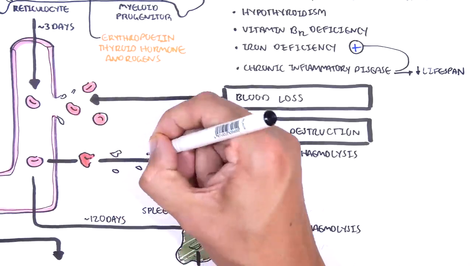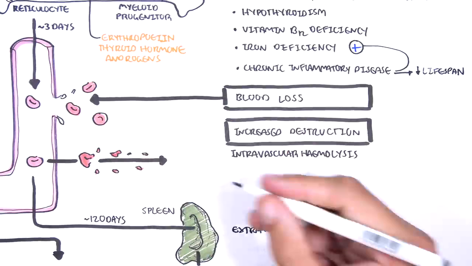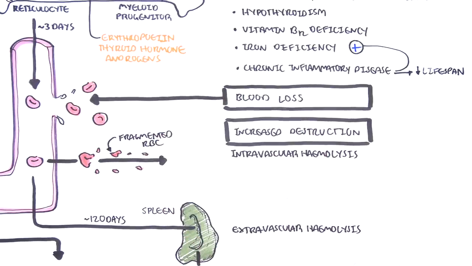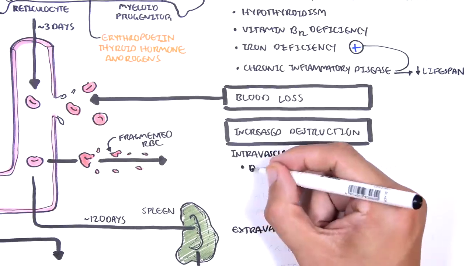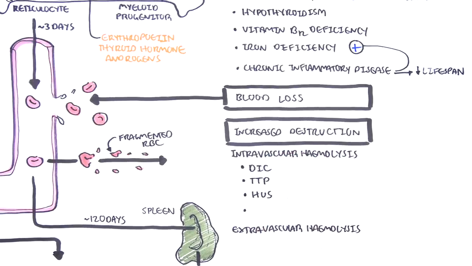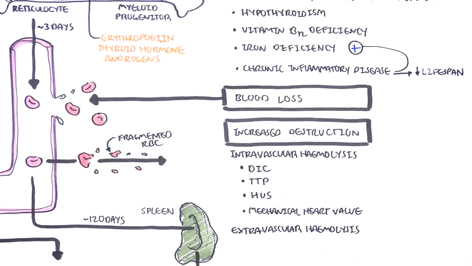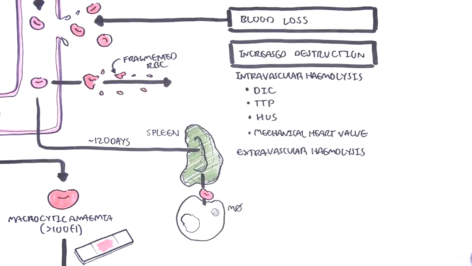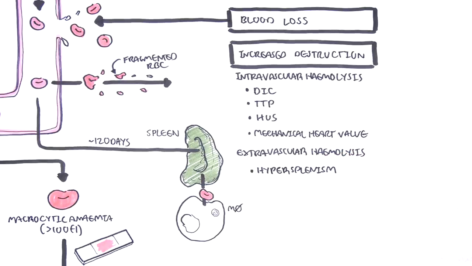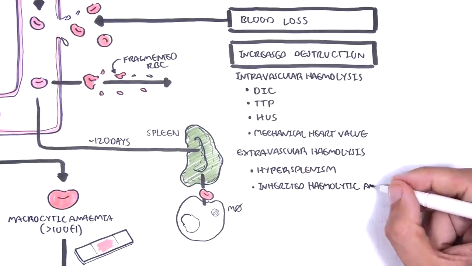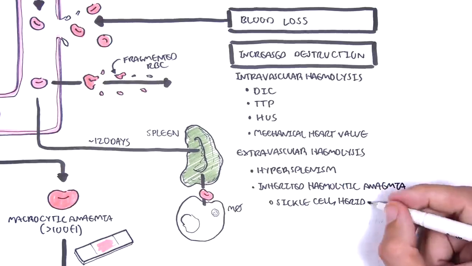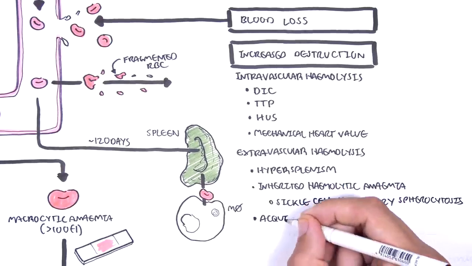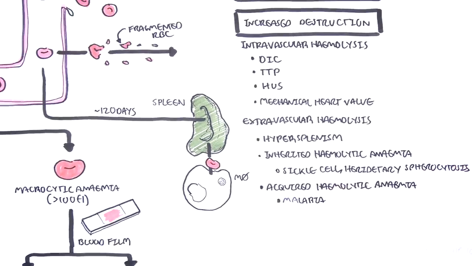Examples of intravascular hemolysis include disseminated intravascular coagulopathy, thrombotic thrombocytopenic purpura, hemolytic uremic syndrome, and mechanical heart valve, where the red blood cells die from shear stress of a mechanical valve in the heart. Extravascular hemolysis occurs when there is increased destruction of red blood cells, typically through the reticuloendothelial system. Examples include hypersplenism, inherited hemolytic anemia disorders such as sickle cell anemia and hereditary spherocytosis, and acquired hemolytic anemia, such as in malaria.